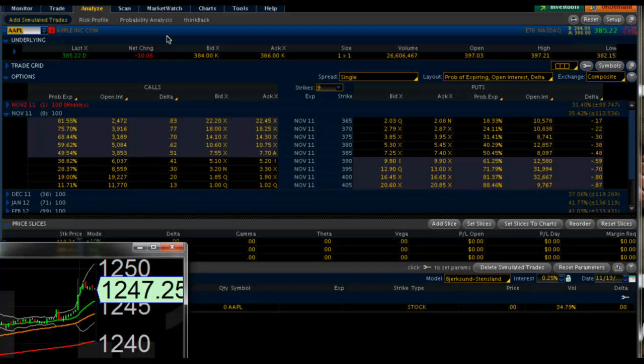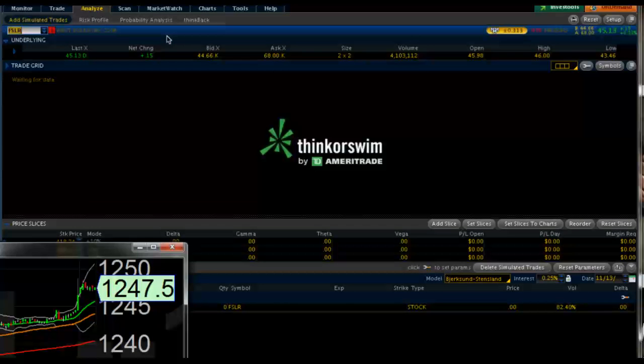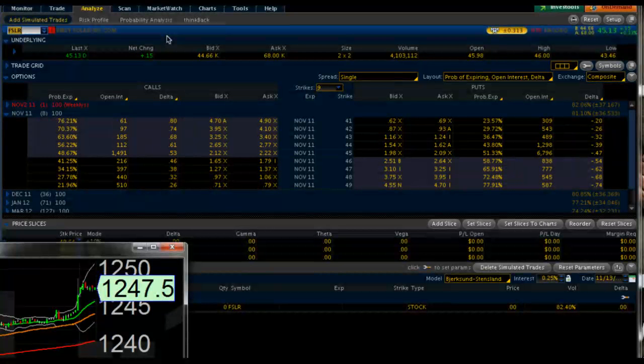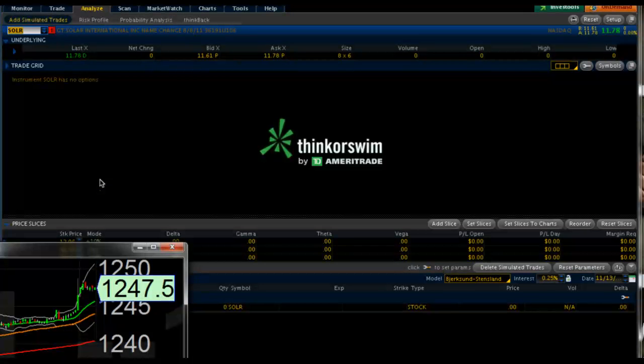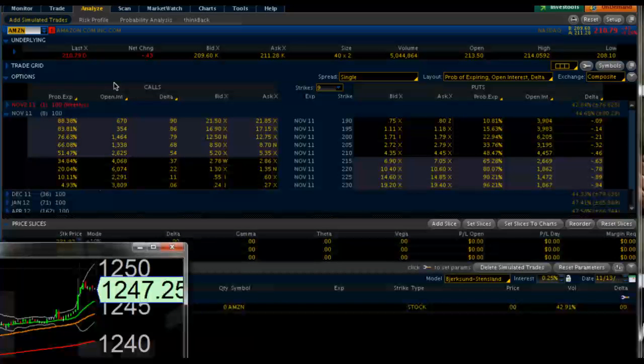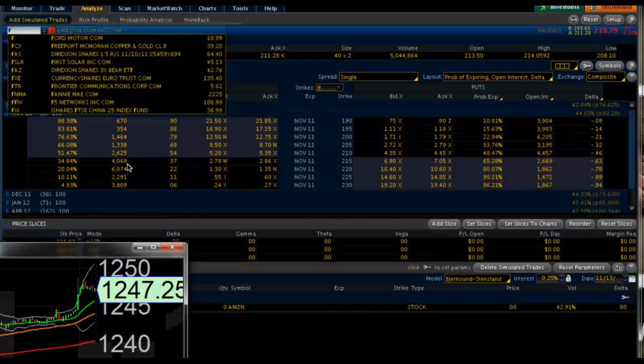Let me try and find a non-liquid stock, which I really don't even know. FSLR, First Solar. Okay, if you look at Apple, or let's say you look at GT Solar Instrument. Okay, here you go. Instrument Solar has no options. This stock doesn't even have any options to buy or sell. But let's say we look at Amazon. We're looking at 4,000 open interest. 4,000. You look, that's pretty liquid.